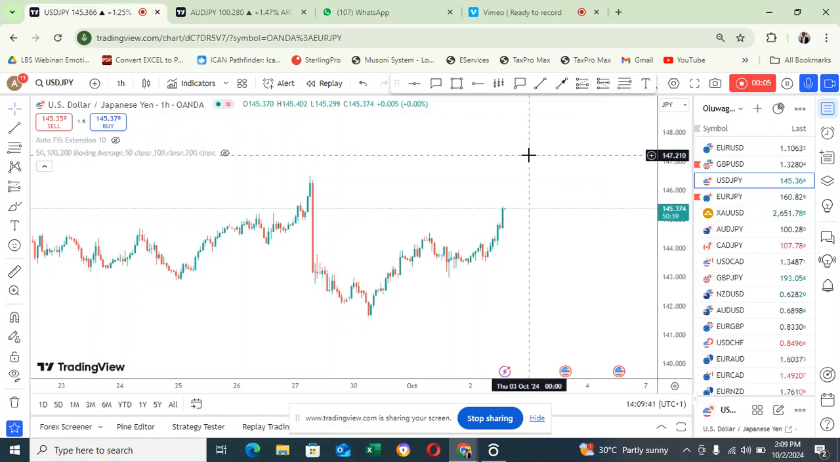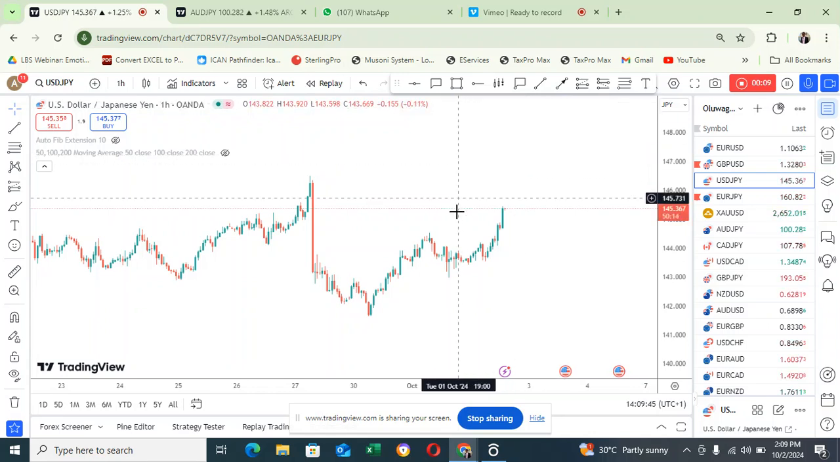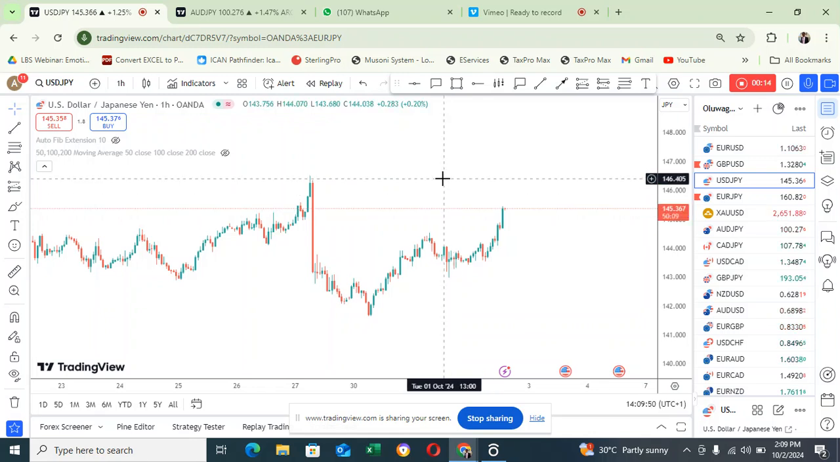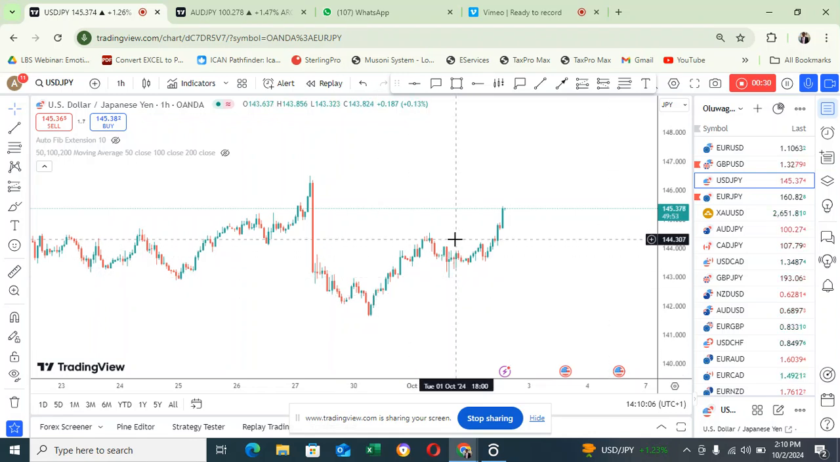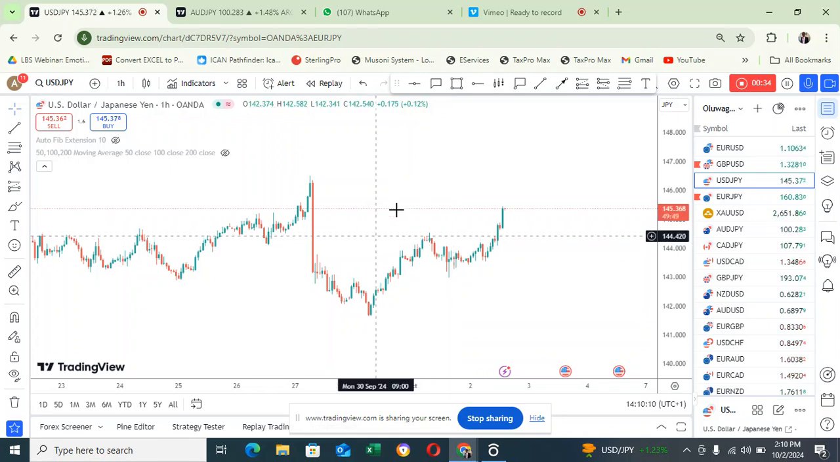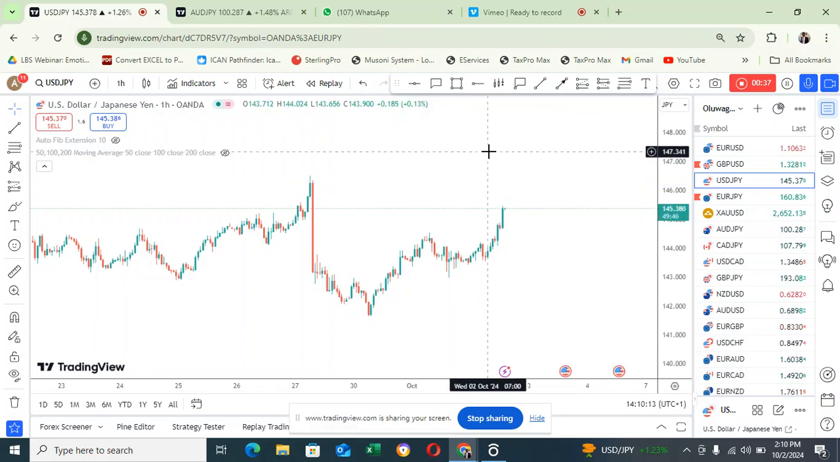Welcome once again. In today's analysis, I'll be showing us how to identify market structure. To identify market structure, there are some concepts that we need to understand. They are very important. The number one thing you're supposed to know is the candlestick chart. This is an example of a candlestick chart.